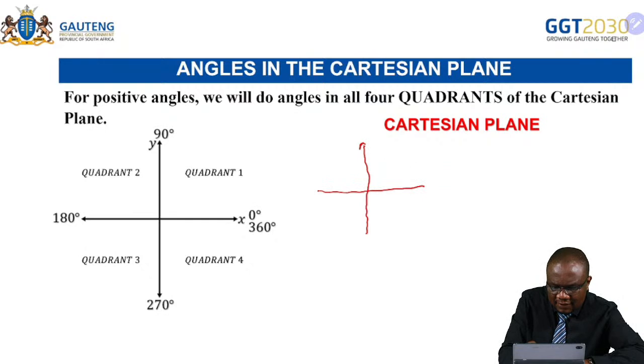Right, this is the first one. 0 degrees, 90 degrees, 180 degrees, 270 degrees, then 360 degrees.